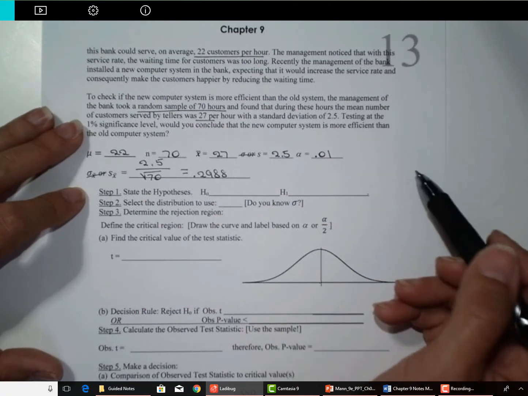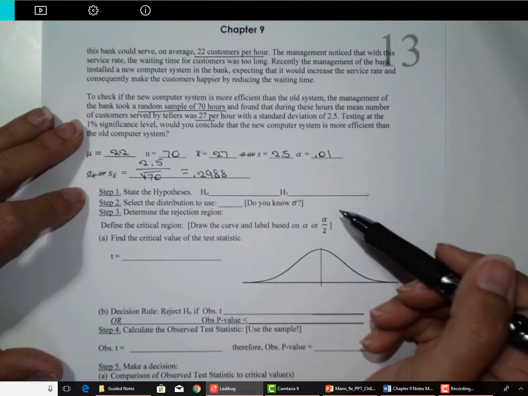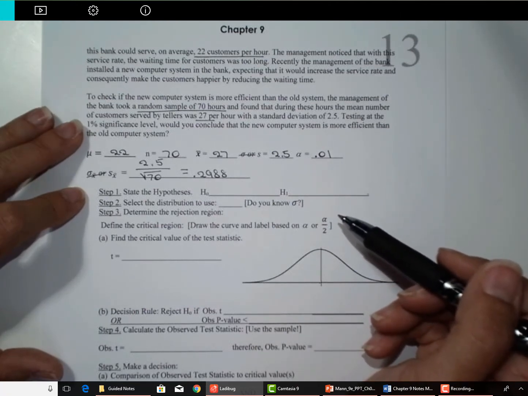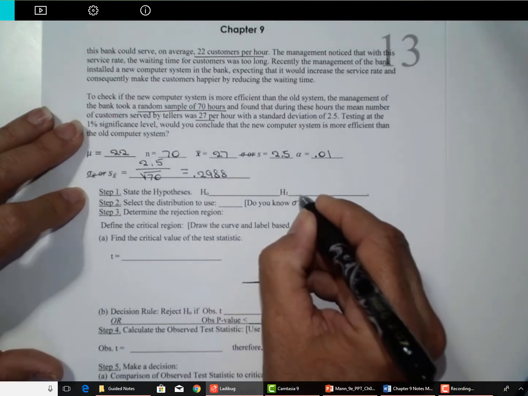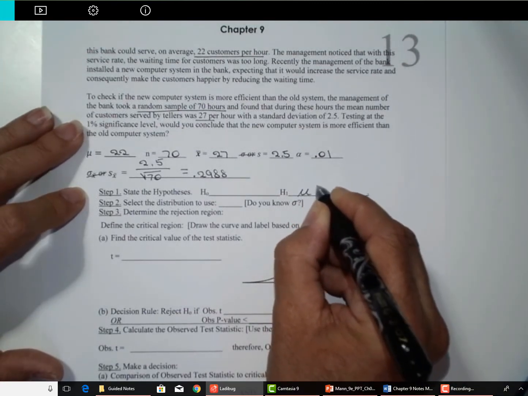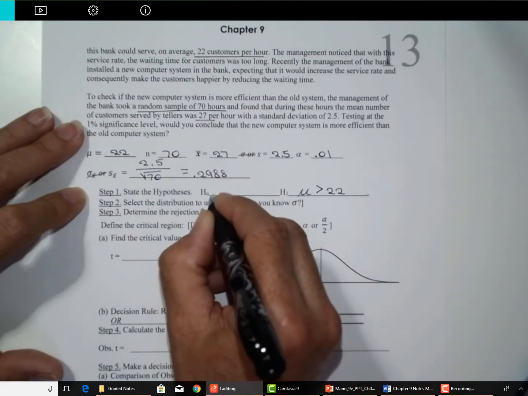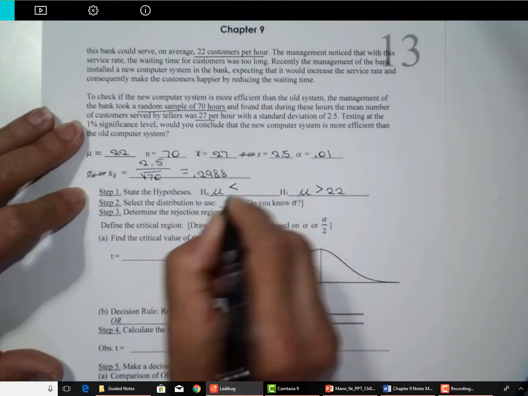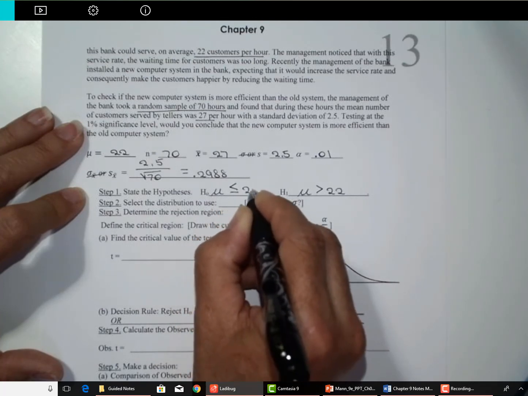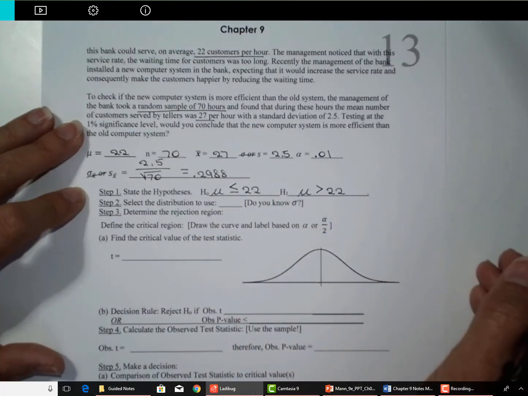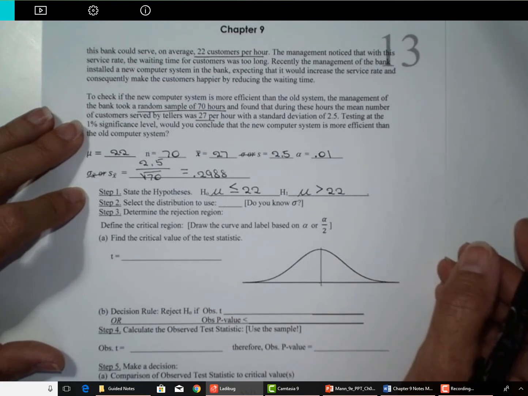All right, what's our hypothesis going to be? Well, we want to know if the mean is actually better with the new system. So we want to know if we have improved. We want to know if the mean is greater than the old mean of 22. Now, what if the mean is not? That would be the no change part of it. Nothing had changed. The mean would still be 22 or even less than 22.